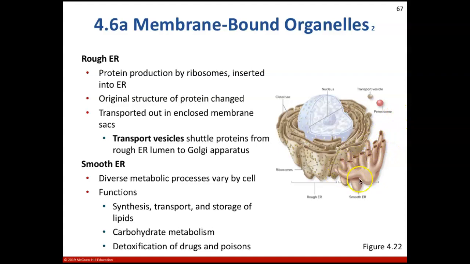Our smooth ER is involved in diverse metabolic processes that vary depending on the cell, but its overall function is to synthesize, transport, and store lipids. We also have carbohydrate metabolism associated with it and detoxification of drugs and poisons. So the main thing, in order to differentiate these, with rough ER, I always think proteins. With smooth ER, I think fats and carbs and detox.